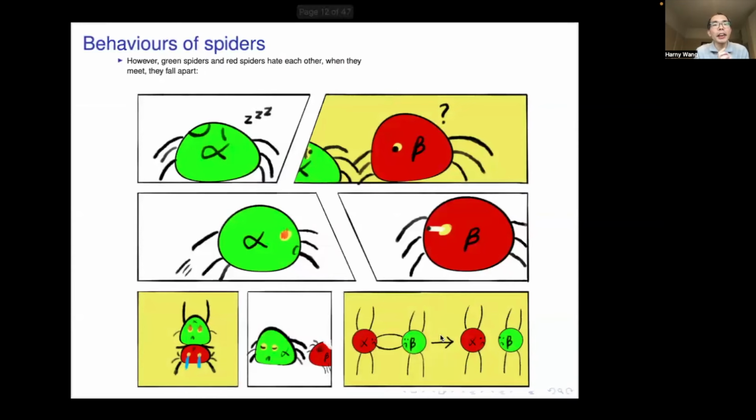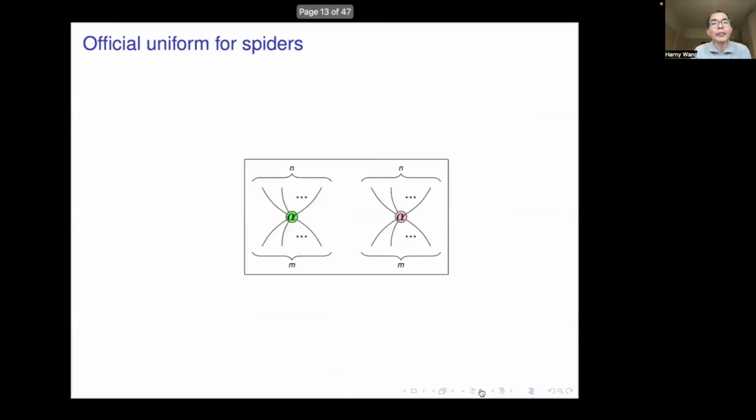If there are two spiders of different colors and they share more than one leg, say two legs shared, then the legs will be chopped and they fall apart. They hit each other. So basically, if they are different colors but share one leg, it's fine.